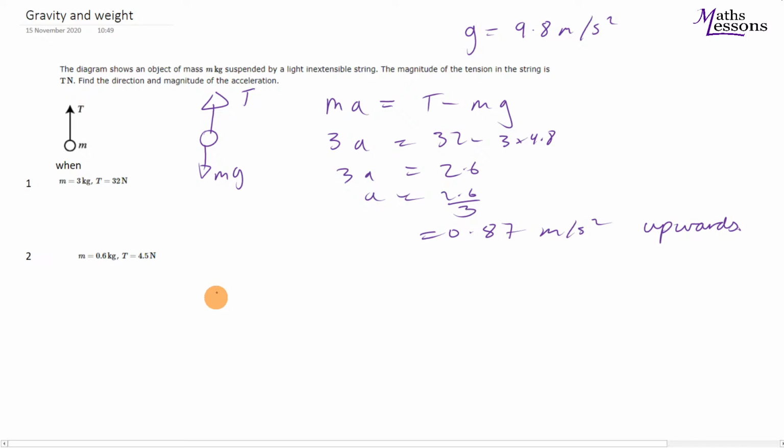Okay, so draw the same diagram again. We've got T going up, we've got mg going down, and we're going to do exactly the same equation. The resultant force, which is ma, is equal to T minus mg.